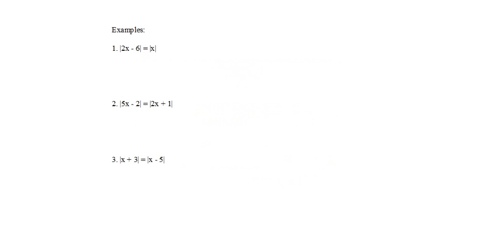Let's move on to some examples. First example, absolute value of 2x minus 6 equals the absolute value of x. So as we learned earlier, we need to set these up into two separate equations. So we're going to have 2x minus 6 equal to x, or 2x minus 6 equal to negative x.